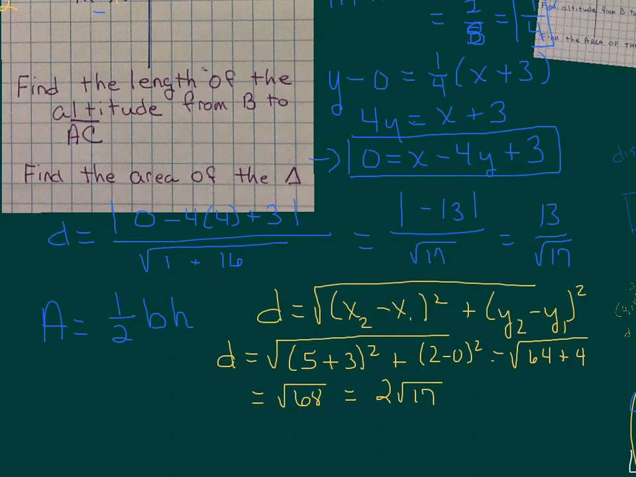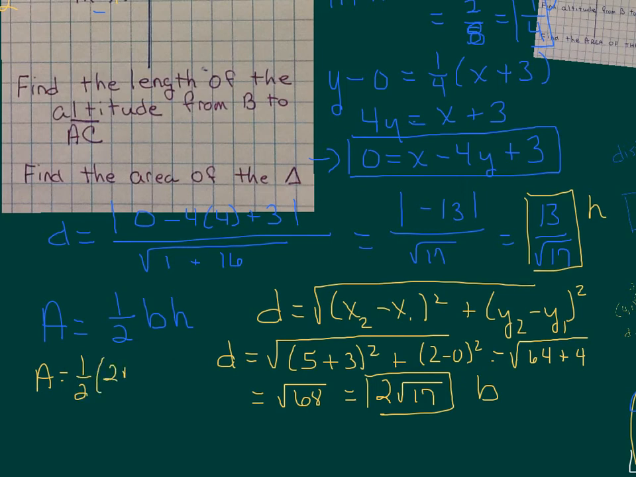So now I have a height and I have a base. So the formula is area equals 1/2 the base times the height. And this is nice. The 2's cancel. The square root of 17 cancel, and we find that the area is 13 units squared.